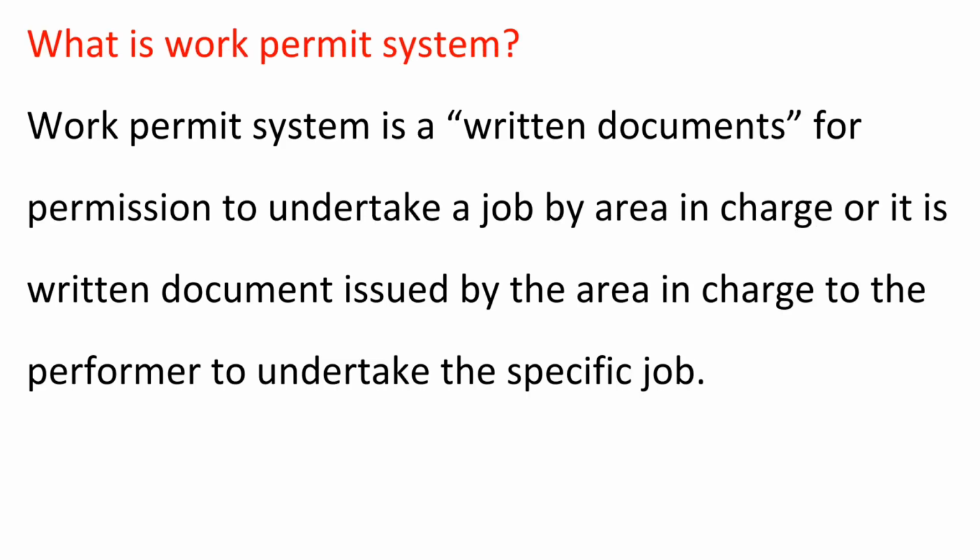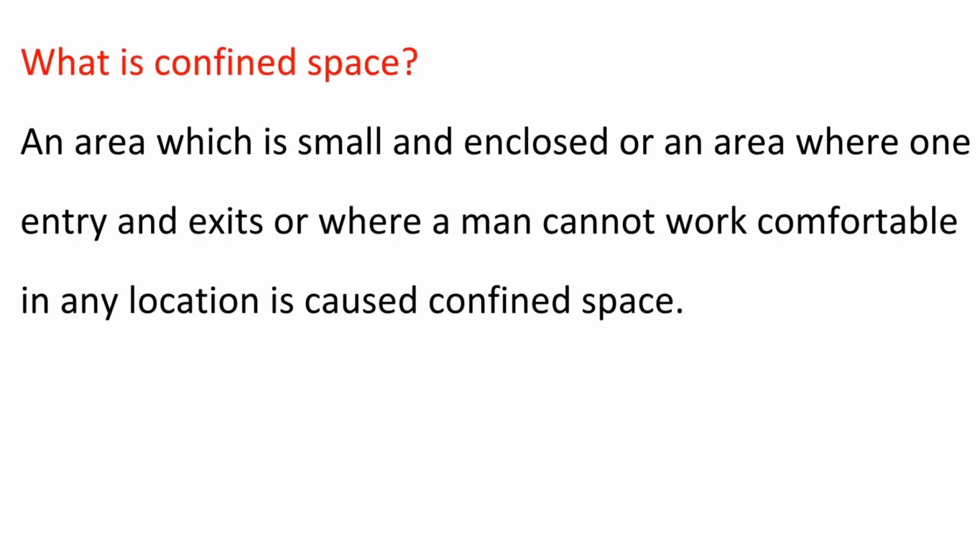Question. What is work permit system? Answers. Work permit system is a written document for permission to undertake a job by the area in charge, or it is a written document issued by the area in charge to the performer to undertake the specific job. Question. What is confined space? Answers. An area which is small and enclosed, or an area with one entry and exit, or where a man cannot work comfortably in any location is called confined space.